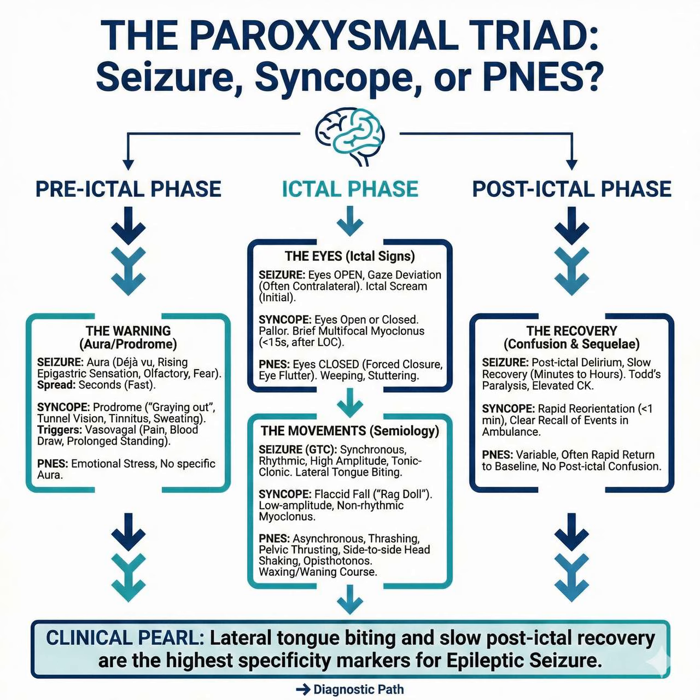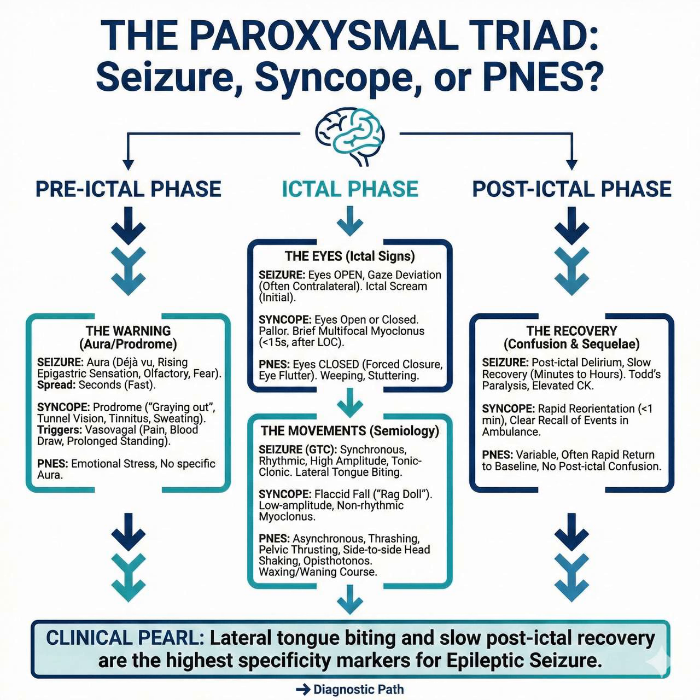Phase 3, the post-ictal state. This is your diagnostic anchor. This is where most people go wrong by rushing the assessment. Syncope has a rapid recovery. The patient reorients in less than a minute. A true seizure has a slow, foggy recovery. Post-ictal delirium or confusion is the hallmark. Look for lateral tongue biting, not the tip, the side. It is one of the most specific markers we have for a generalized tonic-clonic seizure.